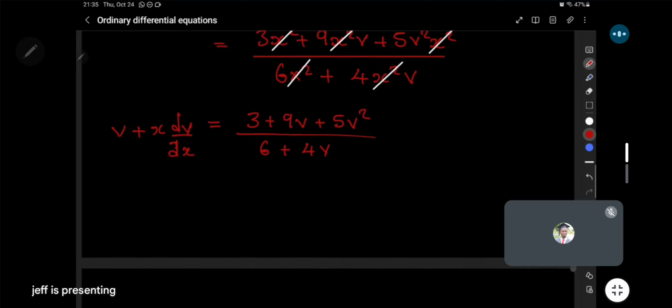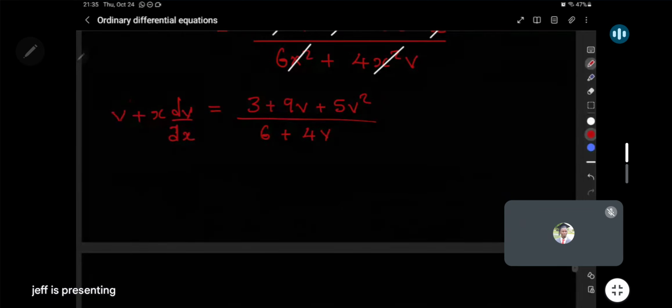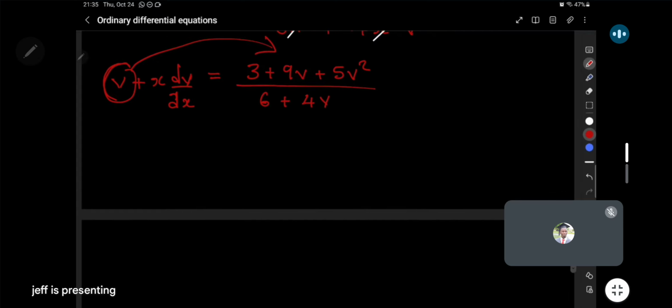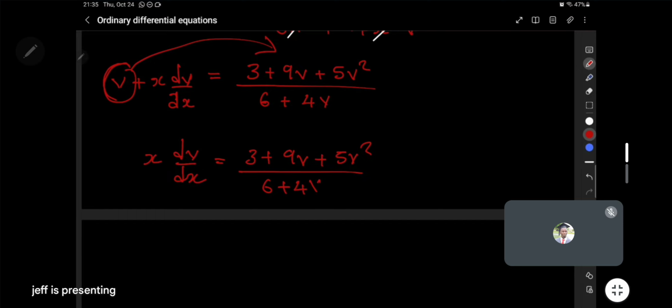Now, since you already have the dv/dx on this side, the easiest way to solve this is to get the v and take it to the right side. That's the best step you can try when you reach this stage. When we take the v to the right side, what are we going to end up with? We'll have 3 plus 9v plus 5v squared over 6 plus 4v, but then we have minus v, this v we just joined on the right.